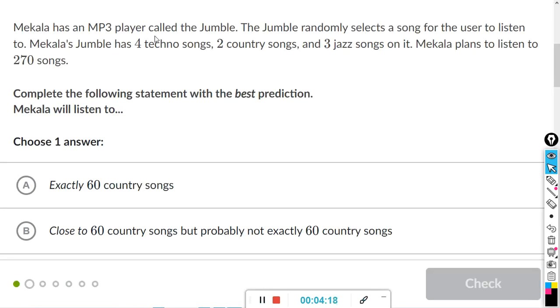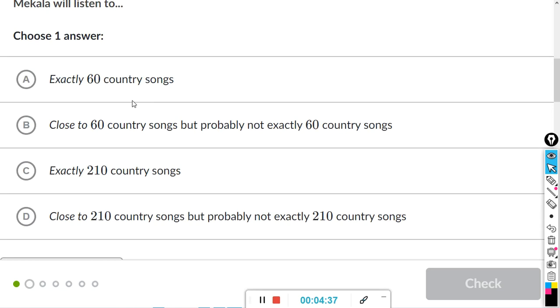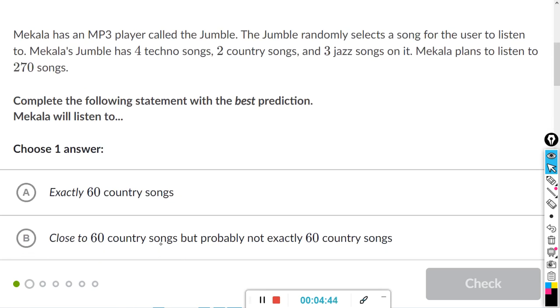Okay, Macala has an MP3 player called the Jumble. It randomly selects a song for the user to listen. The Jumble has 4 techno, 2 country, and 3 jazz songs. Plans to listen to 270 songs. Complete the following statement with the best prediction. All the answers are based on the country songs, so let's do the calculation for country. There's 2 country songs.